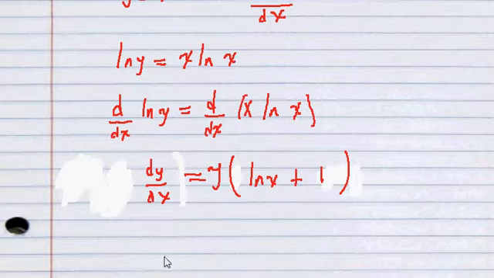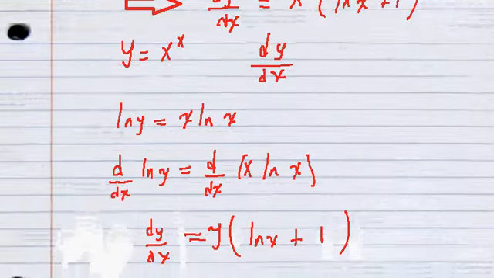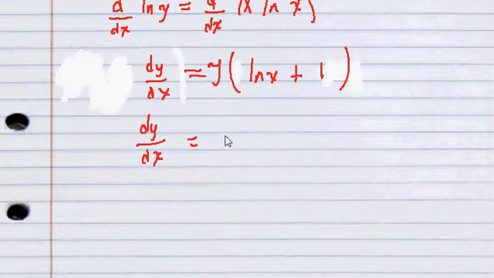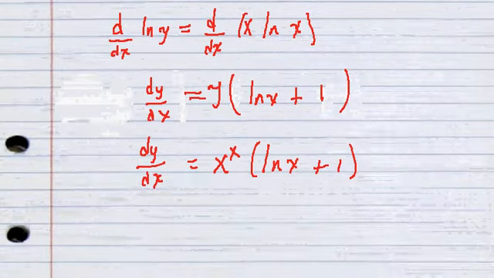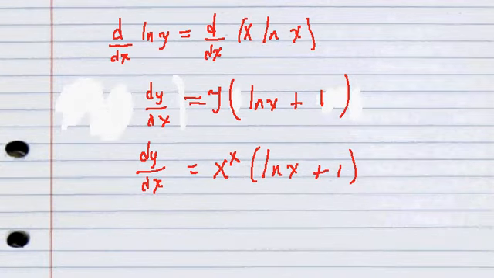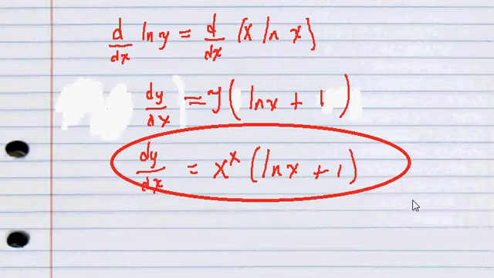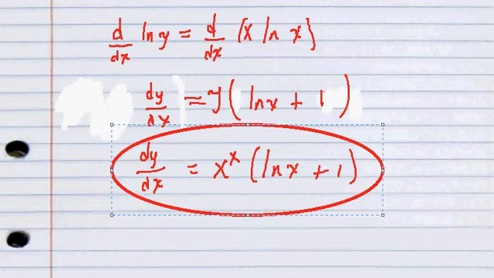Well, let's see what this implies. This says that the derivative of y with respect to x is equal, according to what we did up here, where y is equal to x to the x, to x to the x times (ln x plus 1). And that's what the derivative of this function is. And we're done. So the derivative here is finished. That's what it is. Thank you for listening.